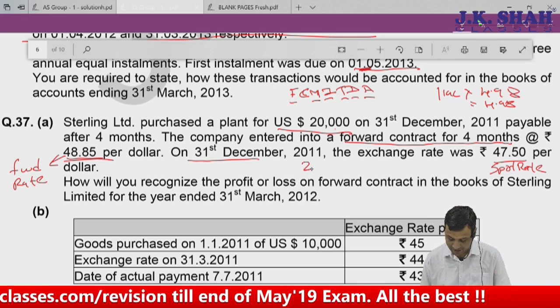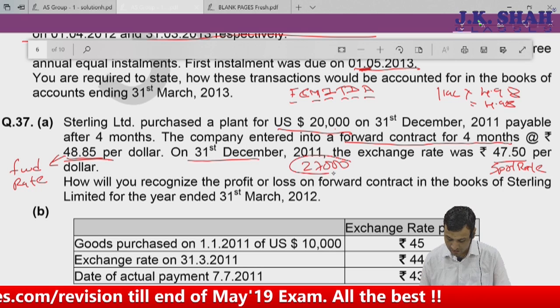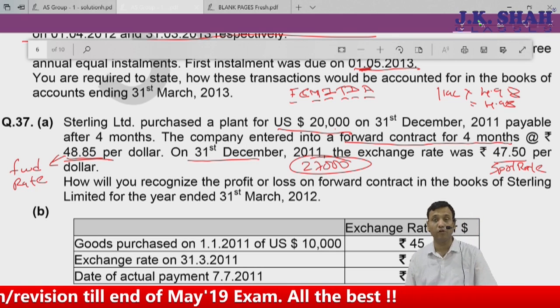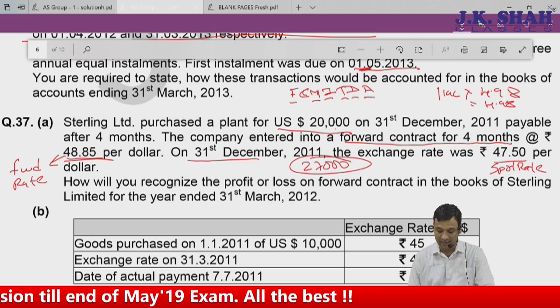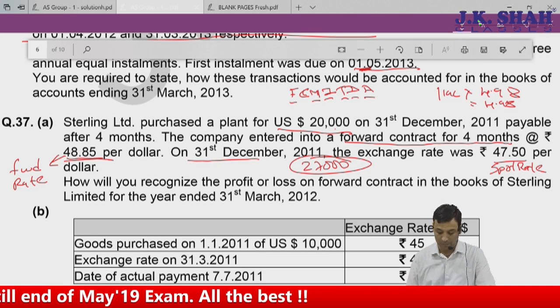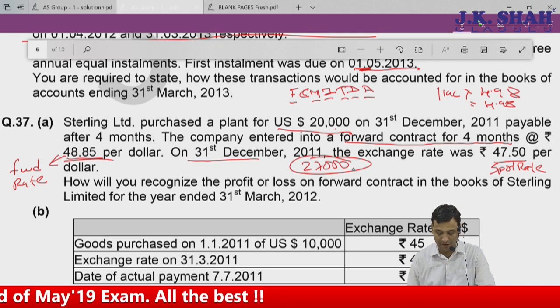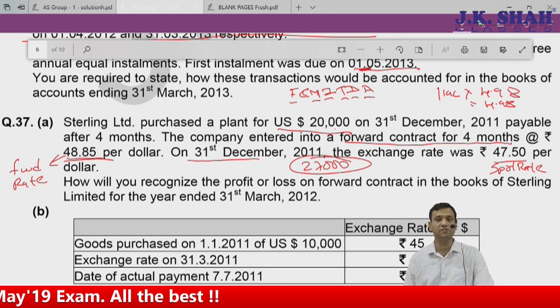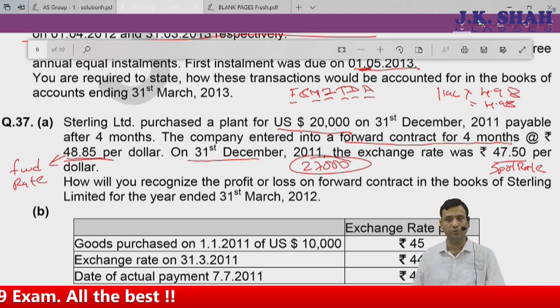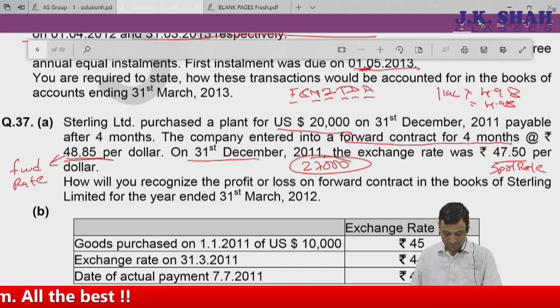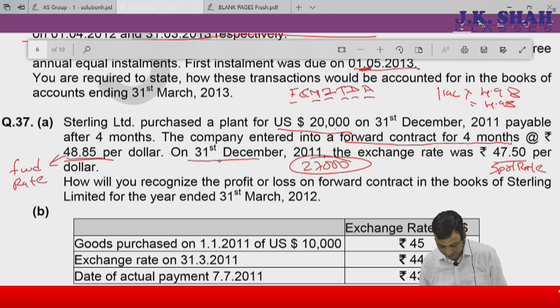That is 27,000 rupees is my forward premium. I have agreed to buy something at a higher rate as compared to the spot prevailing. So this forward premium, this 27,000, is my expense. This expense is for the period January, February, March, April, because it is 31st December. So Jan, Feb, March, April, it's 4 months.